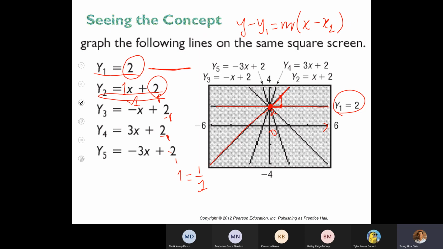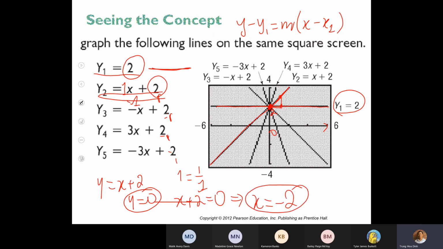Or you may say, I want to use the x-intercept. In order to find the x-intercept of the second straight line, let me write y equal to x plus 2, right? I put y equal to 0 and solve for x. So I solve x plus 2 equal to 0, and I get x equal to -2. That's -2 right here. It's the point (-2, 0). So I connect them, and I get this.